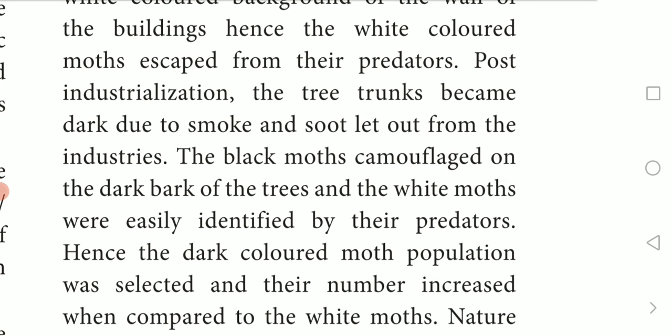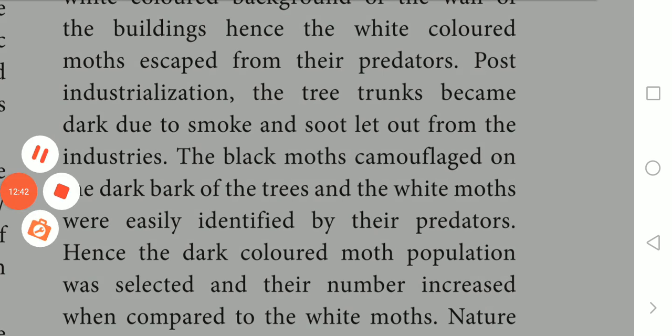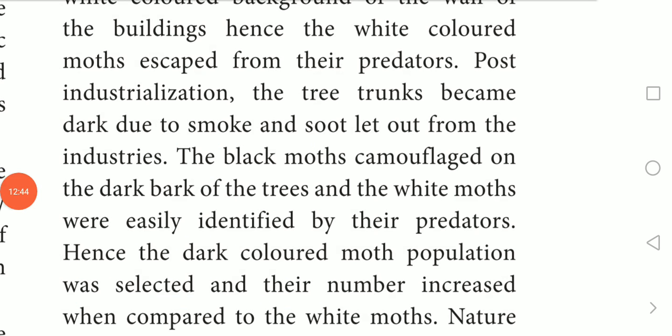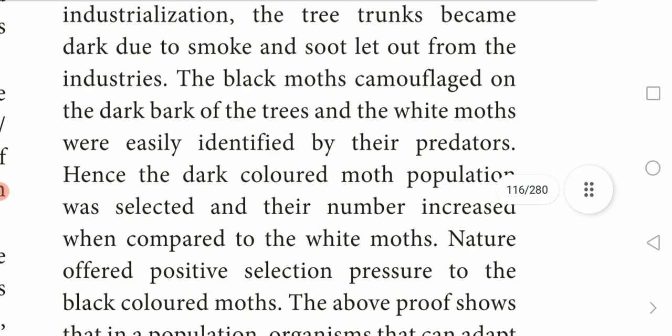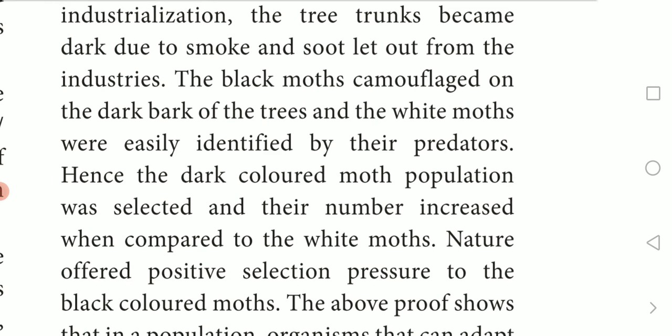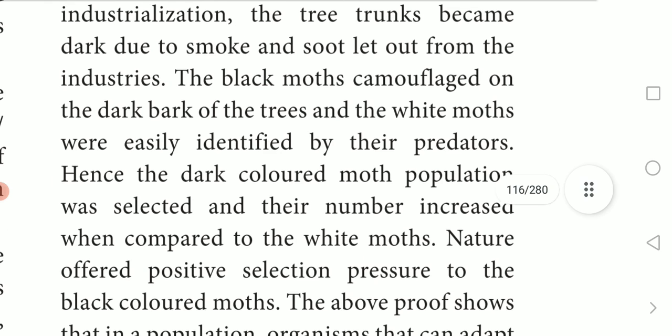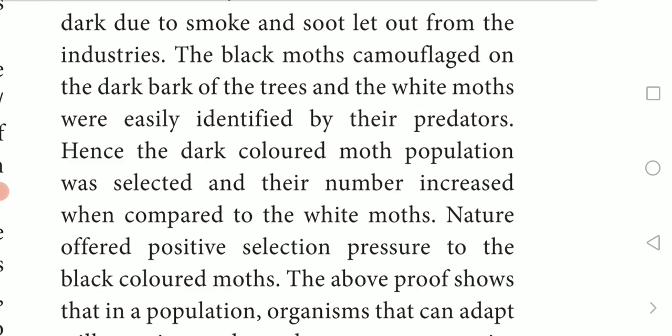Then post-industrialization. Post means what? After industry started in England, the tree trunks became dark. You know what a trunk is in the trees. They became dark due to smoke and soot let out from the industry. After industry started, the smoke as well as soot came out from the industries through the chimneys.